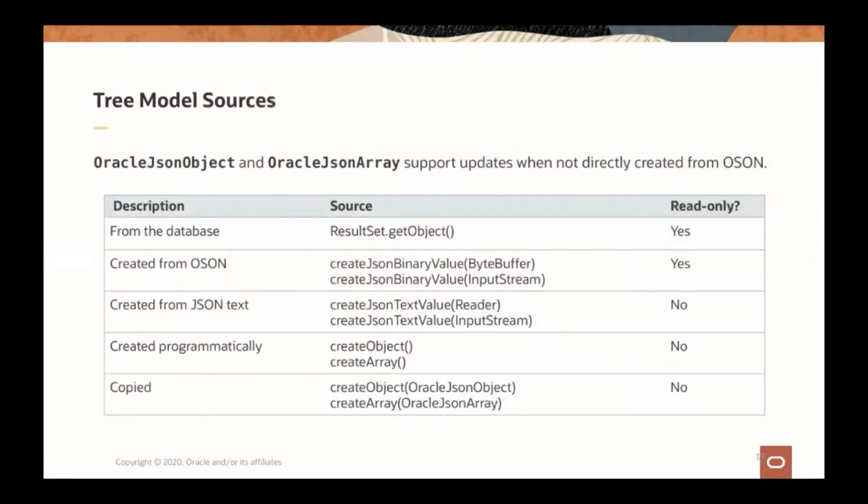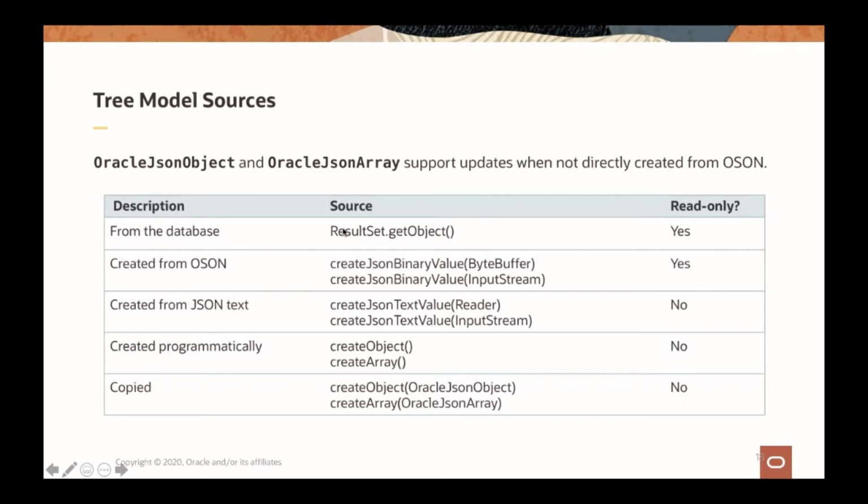Now, one important thing to know about the tree model is that objects and arrays can either be mutable or non-mutable, meaning sometimes you can modify them, and sometimes you can't. The basic idea is that if they're doing this in-place read of the underlying binary data, you can't modify them. But if they're backed by in-memory data structures, like hash tables, then we let you modify them. And so this table here gives the 5 places that objects and arrays can come from, and it tells you whether they're modifiable or not.